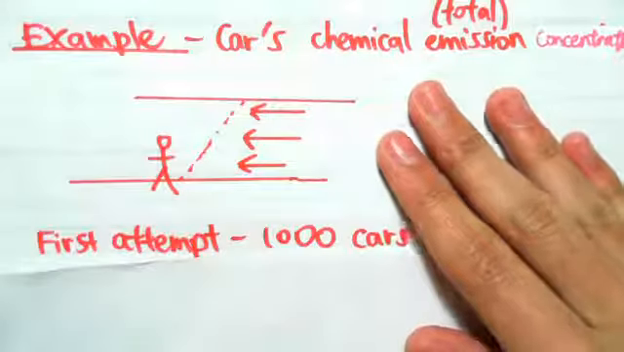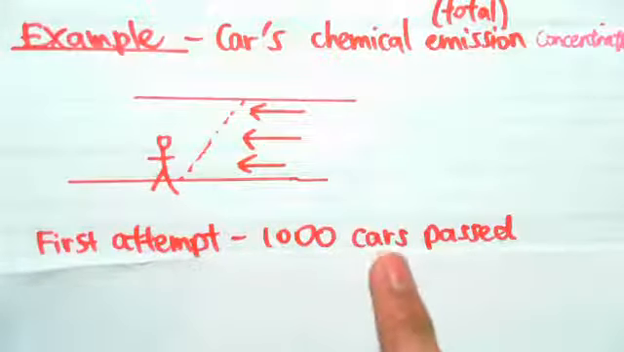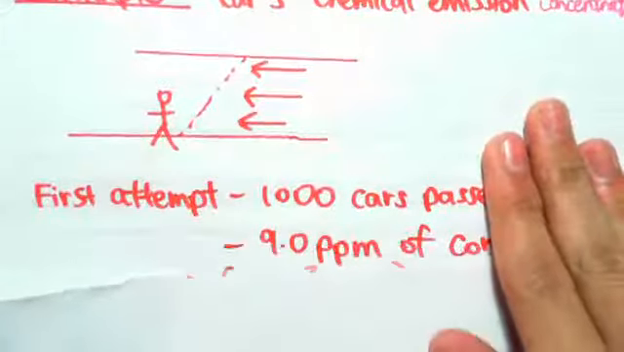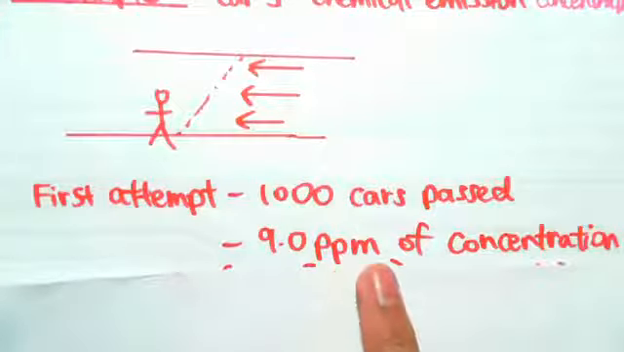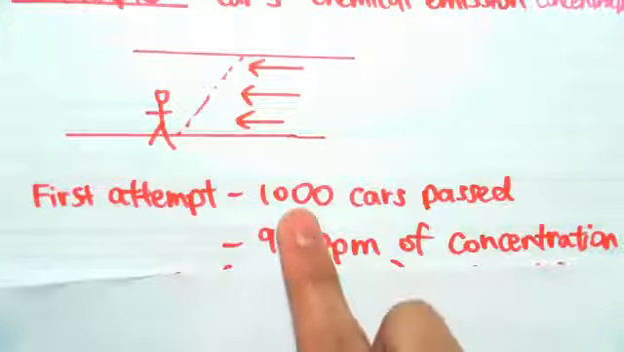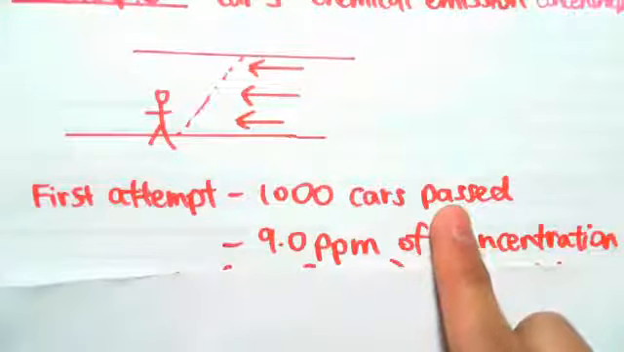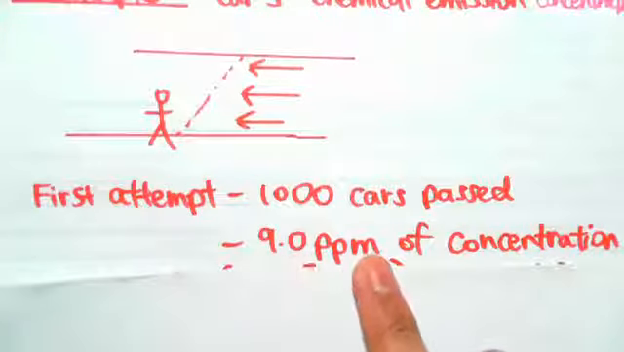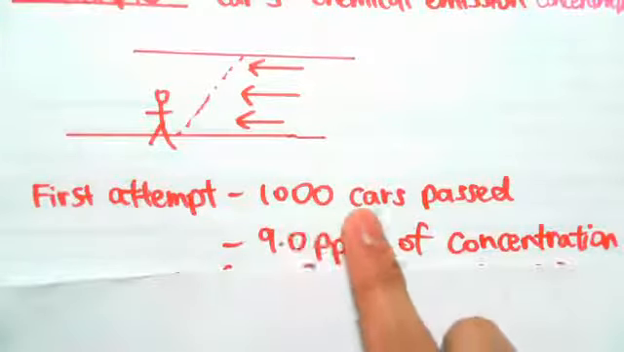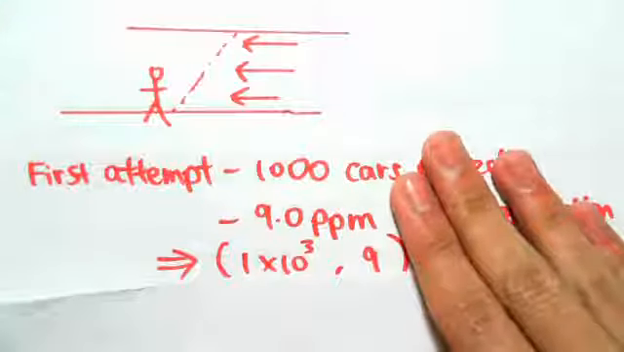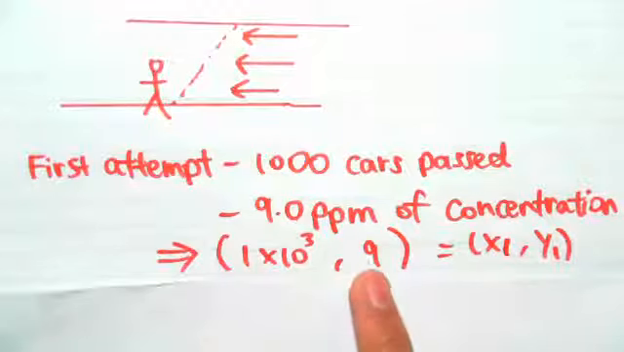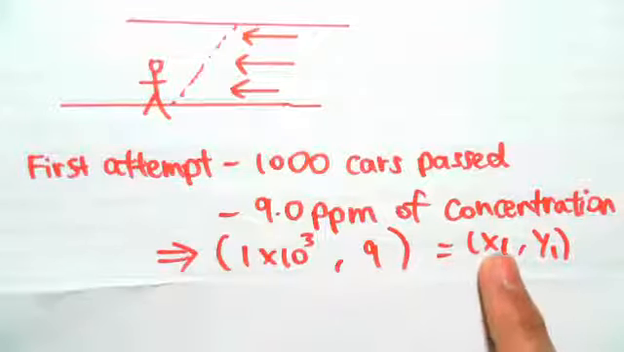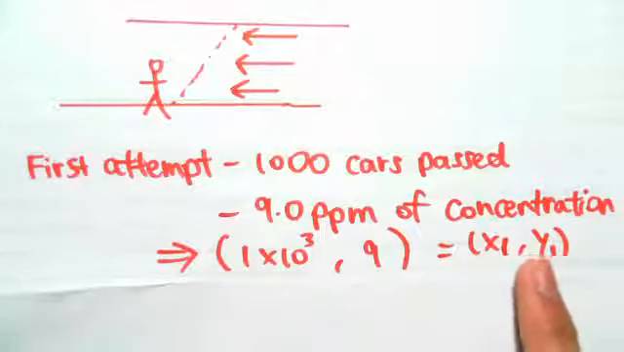So on your first attempt, let's say you counted that there were 1,000 cars that passed you. Okay, and then on your measuring device, you measured that there were a total of 9 ppm of concentrations being emitted. So that means that with the 1,000 cars that passed you, there was a total of 9 ppm of concentration being emitted by these cars. So then you recorded this set of data as a coordinate of (1,000, 9), and you let this be x1, y1. So this is the first measurement that we have made.